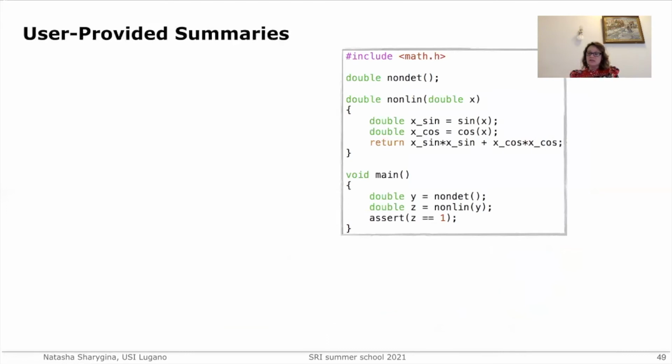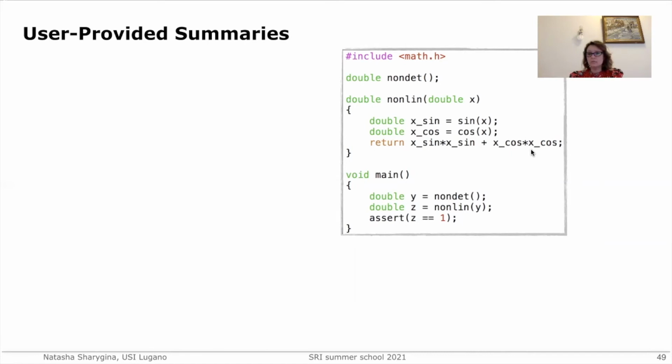As I said, in addition to automatically generated summaries, we can also have user-provided summaries. And here is an example which illustrates the need for this user interface. Here's an example which uses nonlinear operations. In particular, it's doing a sine square plus cosine square operation. Some computations are inherently complex, and sometimes giving the task to a solver to deal with this computational operation could be quite a challenge for the solver to do it appropriately.